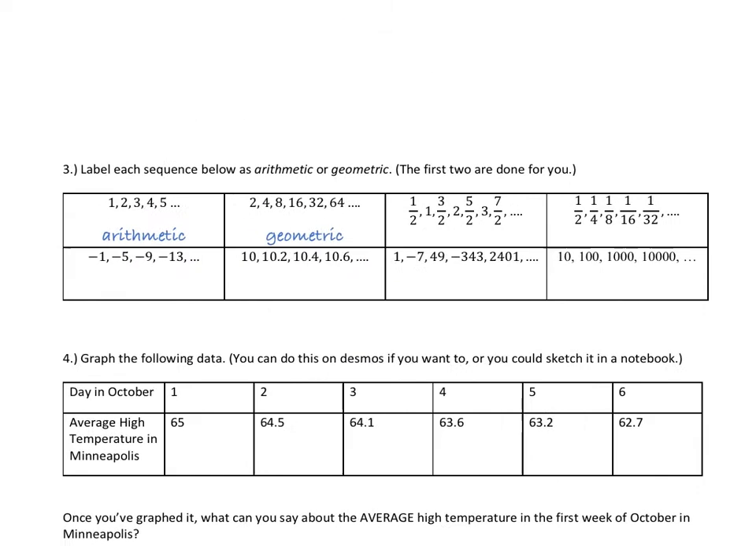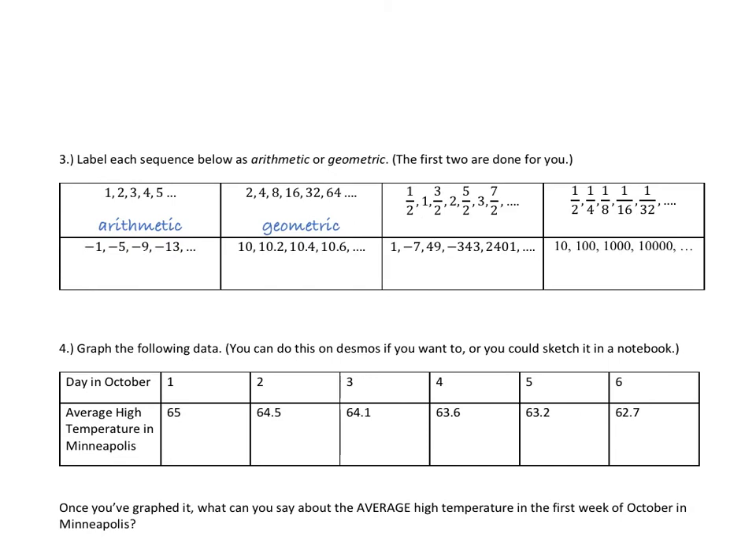Okay. Up here, I just gave you a couple of patterns, and I just want you to tell me, are they arithmetic or geometric? I labeled the first ones for you. This one's going up by 1 every time, so it's arithmetic. This one is doubling every time, so it's geometric. So let's look here. We've got a half, and then 1, and then 3 halves, and then 2, and then 5 halves, and 3, and 7 halves.